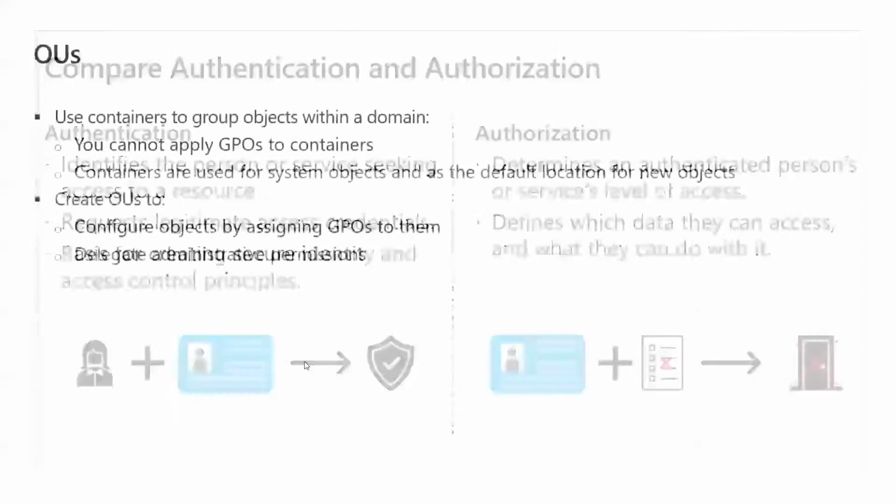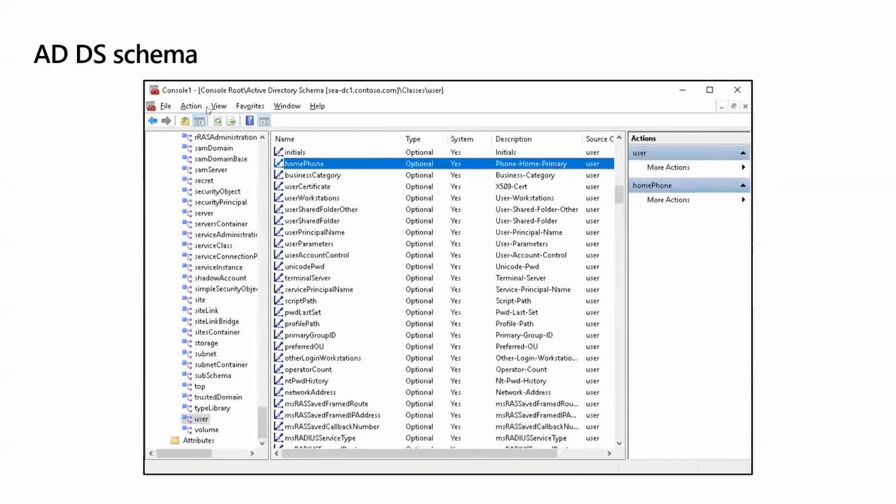Schema is the database structure. If you know databases, there are rows and columns. Let's say this is the row, home phone. This is the database name. And then the column description describes what the home phone is, and the attribute contains the telephone number.